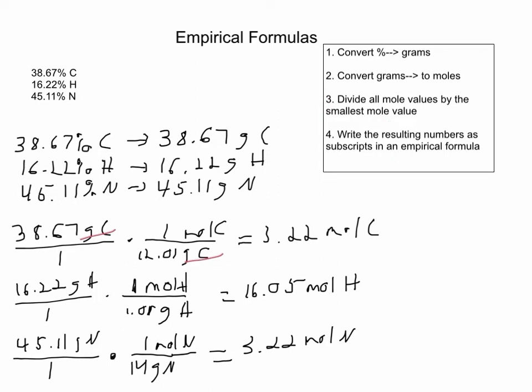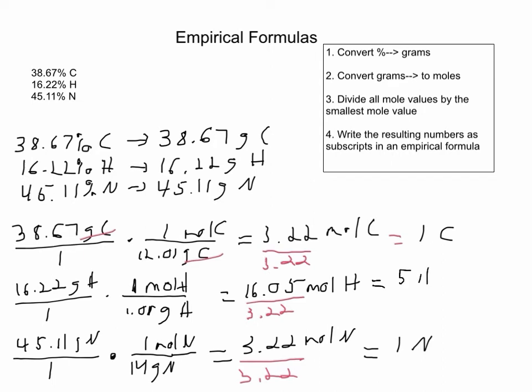Divide all mole values by the smallest mole value. The smallest one is actually 3.22. We have that twice. And we need to divide all the numbers by that. So I'll divide 3.22 by 3.22, I'll divide 16.05 by 3.22, and I'll divide 3.22 by 3.22. And when we do this, we get 1 with carbon, 1 with nitrogen, and 4.98, which rounds to 5 with hydrogen.